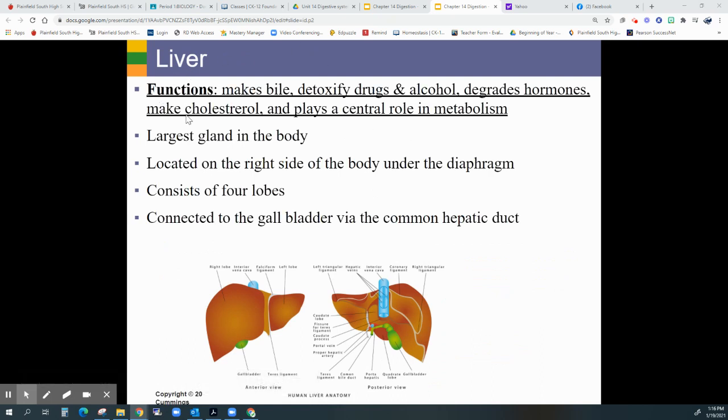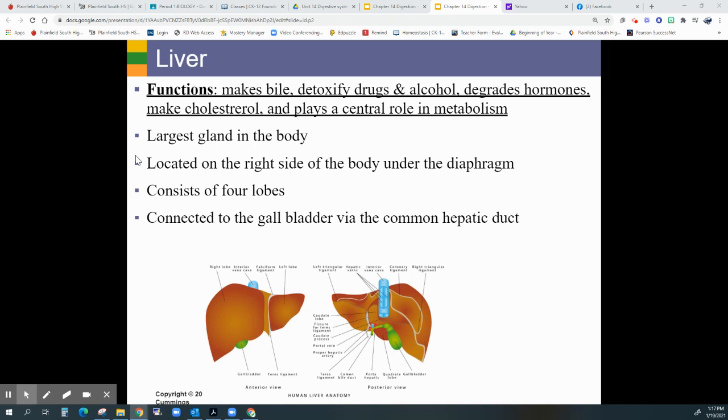So the liver's main function is to do some detoxifying as well as break down some specific structures or specific chemicals. All right, so its main function is to produce bile. And then other things it will do for us, it will help us break down both drugs as well as alcohol. And any hormones left over in the system after the body has used them up are broken down here as well. The liver produces cholesterol, and it plays a huge role in metabolism because of those different functions.